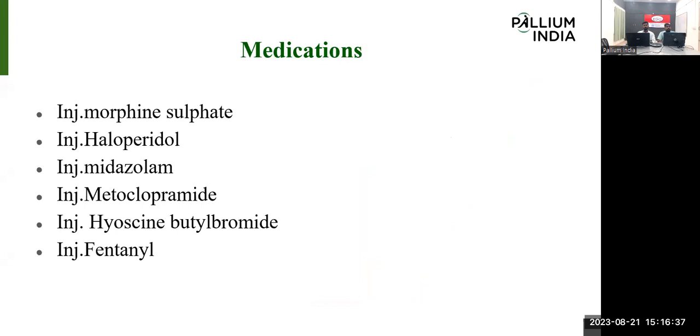Then these are some examples of the medications we most commonly practice in our palliative care setting. Studies are going on, and more medicines are proving to be given subcutaneously, but these are the common medicines. For example: injection morphine, injection haloperidol, midazolam, metoclopramide, hyoscine butyl bromide, injection fentanyl. These are the common medications we can give.